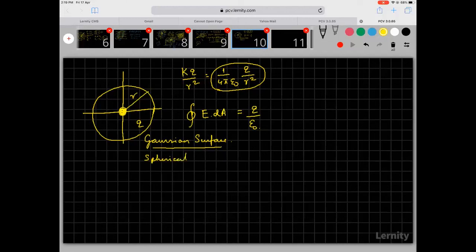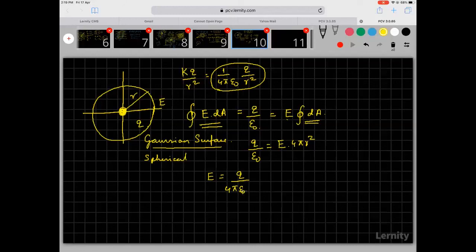Why have I drawn a spherical Gaussian surface? Only then will I have symmetry. Symmetry means at each point the electric field will be the same. If the electric field is the same at each point, I can write this integral as E integral dA, because E is the same at all points. So q by epsilon naught is equal to E into 4 pi r squared, that is the surface area of a sphere. So E is equal to q upon 4 pi epsilon naught r squared.